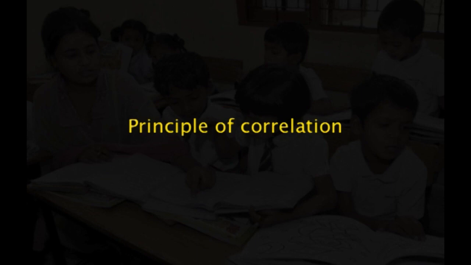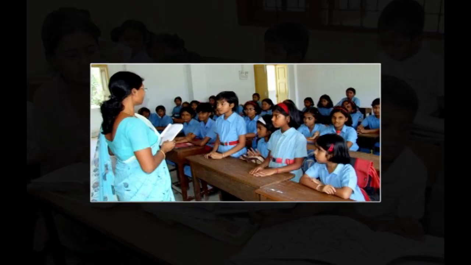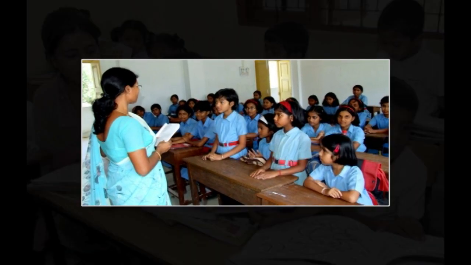The principle of correlation. A good teacher tries to correlate his teaching with life. He also tries to correlate one subject with various other subjects and also with what the children are expected to learn. It will make his whole studies interesting for the child. Then the principle of child-centeredness. Teaching should be made child-centered as far as possible. That means the interest and liking of the children should be given first priority while teaching. The subject matter should be meaningful for the child.